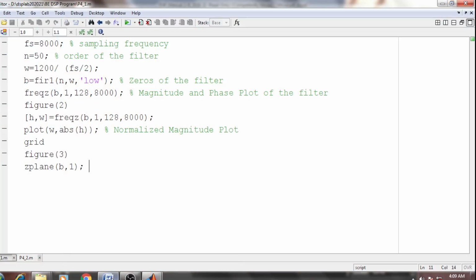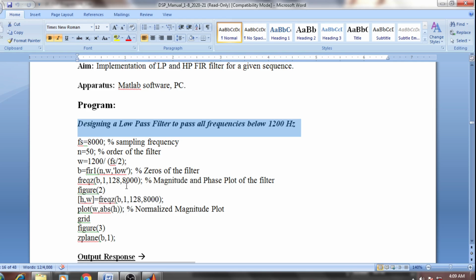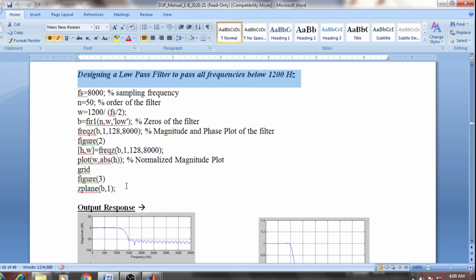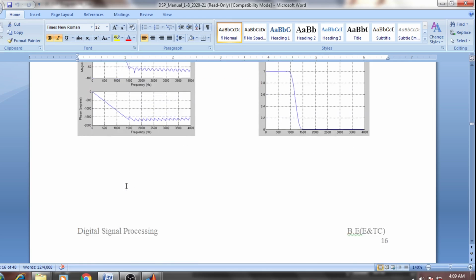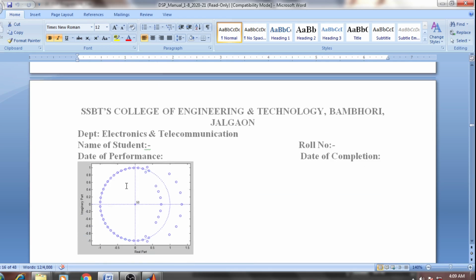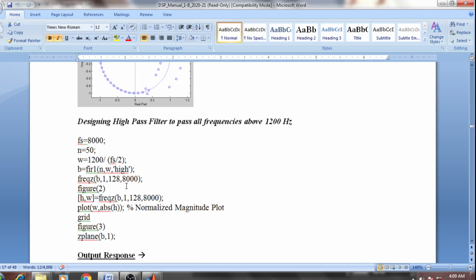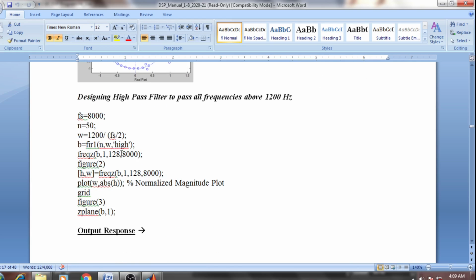Now after designing this low pass filter, we go over to the manual that I sent you. The second one is a design of a high pass filter to pass all frequencies above 1200. So this is the statement for the second program. Here the design strategy is the same, only instead of low pass here we will write high pass filter.